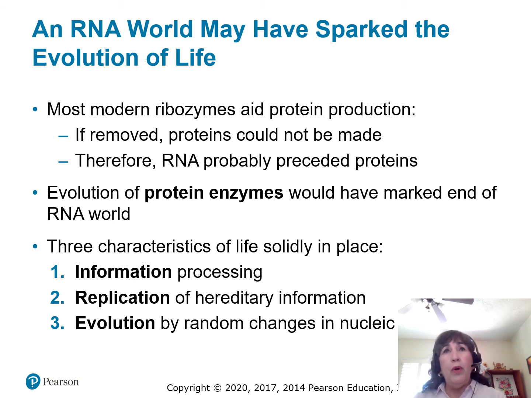In an RNA world, this is what we believe sparked the evolution of life. So now this is the tipping point of having a naked self-replicator. All that we're missing is a membrane. Once a membrane encapsulates this naked replicator, we almost have the first cell. And this is important: most modern ribozymes do aid in protein production, and if they were removed, a lot of proteins probably wouldn't be made. So RNA probably preceded proteins. RNA is a very ancient macromolecule.